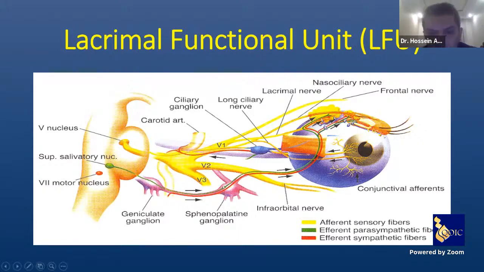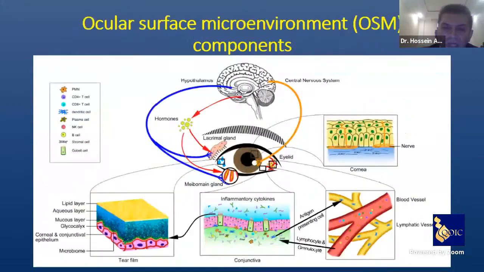I know you know about the lacrimal functional unit. It comprises the ocular surface, which is composed of the cornea, conjunctiva, meibomian glands, and also the main and accessory lacrimal glands, and the neural network that connects these components together. And whenever we have a disturbance in any component of this unit, we have dry eye disease.